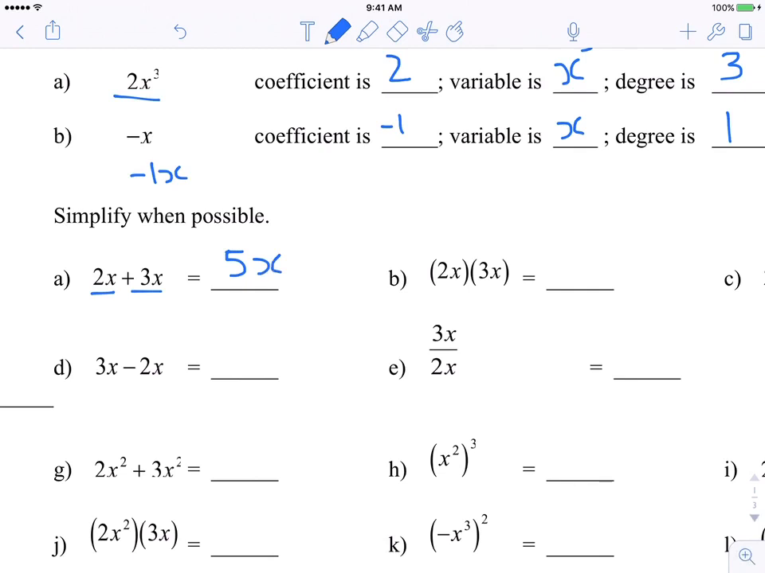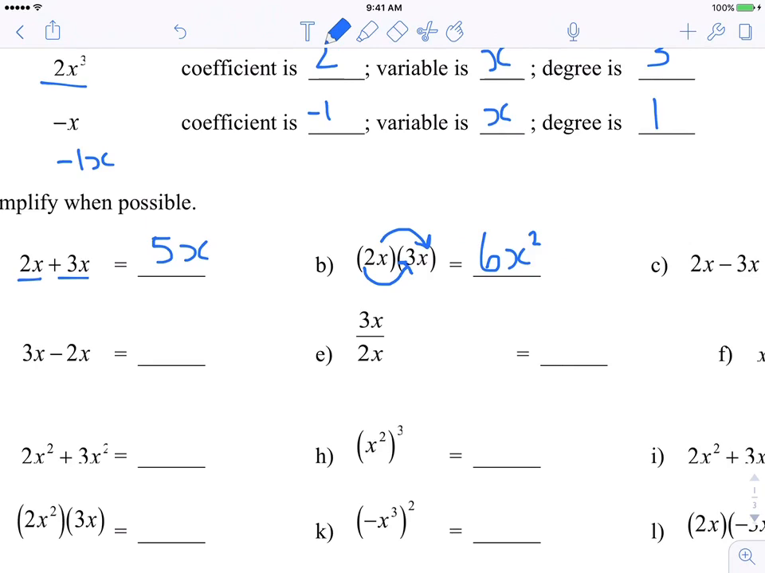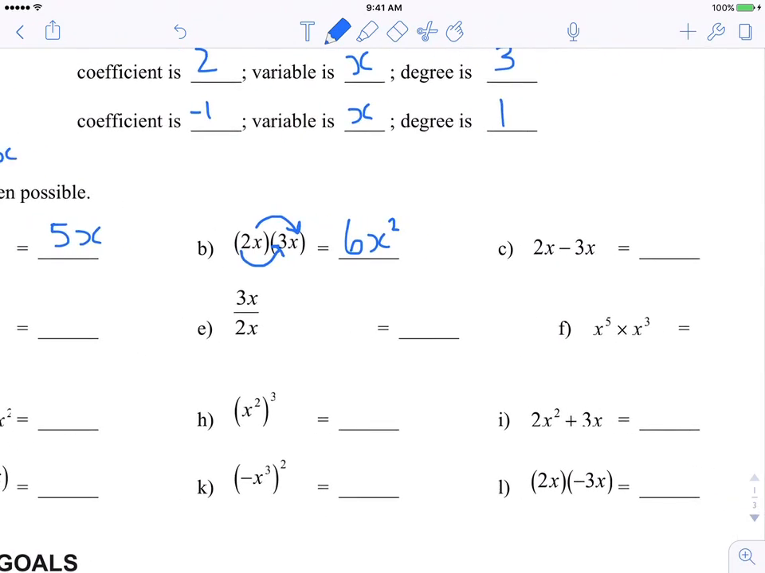In B, when we're multiplying, we multiply the numerical coefficient first. So we'll multiply 2 times 3, which is 6. And then the x and the x multiply to get us x squared. For C, 2x subtract 3x is negative 1x. But again, we don't write the 1, so it's negative x.